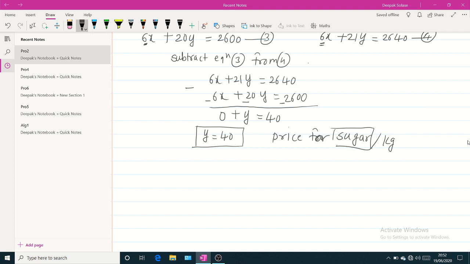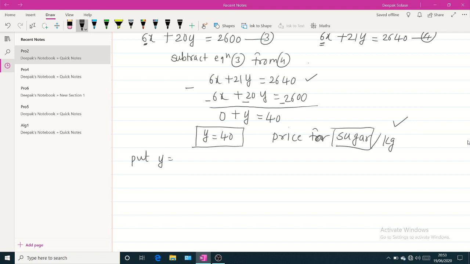So this is the half problem solved. Now we wanted to find out the value of x, the price of tea, right? So you can put the value of y in any equation. I'm going to put the value of y in equation 3, or you can place it in equation 4 also.